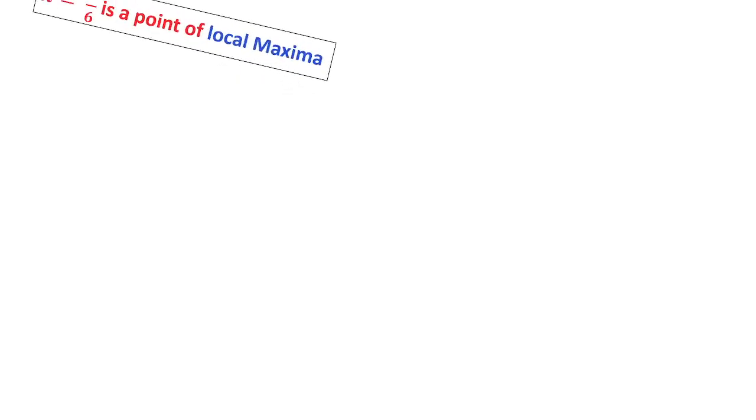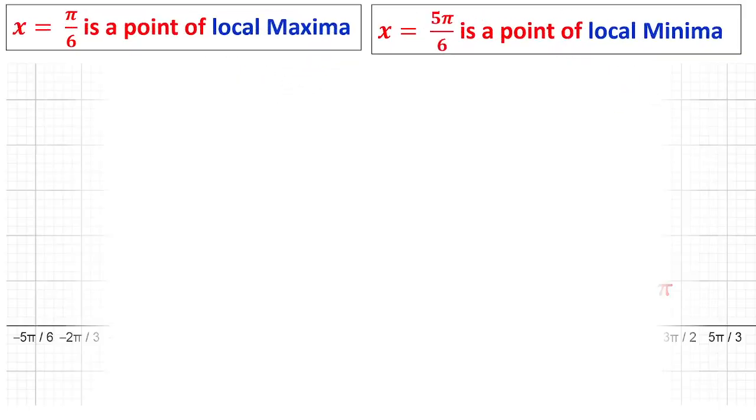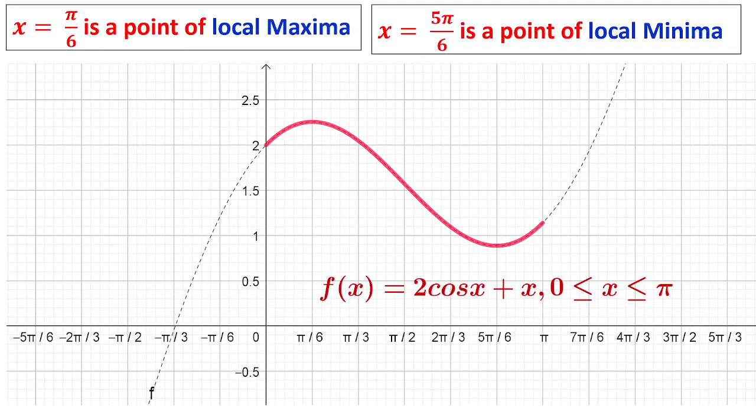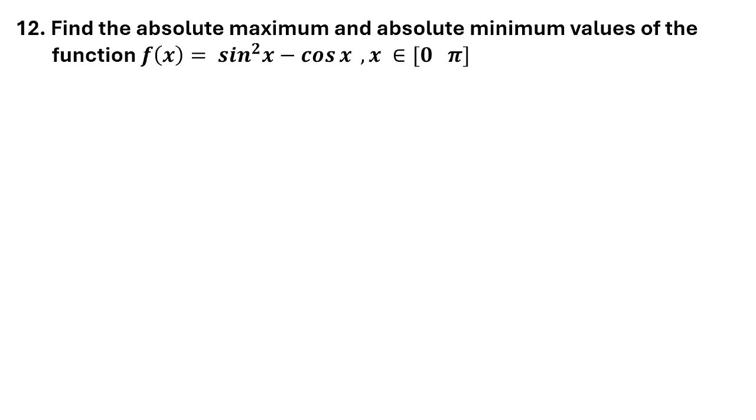Well, now I think we are going to the graph of it. This is the graph of it. You are finding that at pi by 6, it is having a maxima. At 5 pi by 6, it is having a minima. I think it is very clear from the graph. Well, now again, the previous problem was local maxima and minima. Now we want absolute maxima and minima.